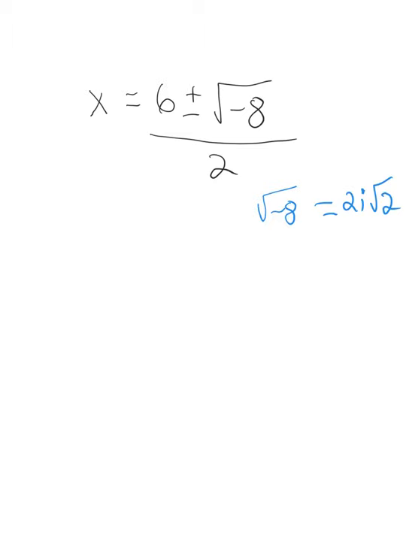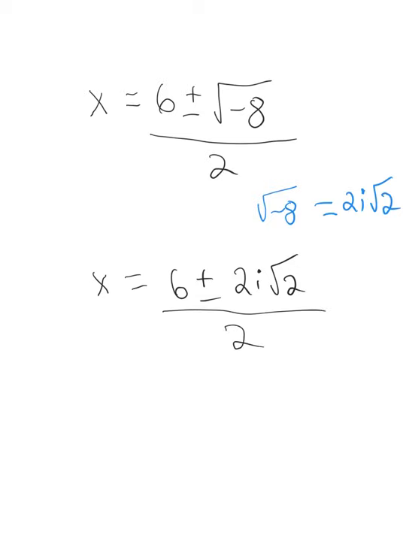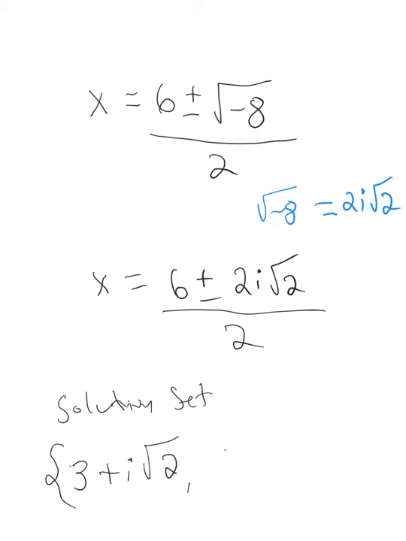So we have x equals 6 plus or minus 2i times the square root of 2, all of that, over 2. So what we can do now is simplify by dividing the numerator and the denominator by 2, so we get our solution set. So the solution set consists of the values 3 plus i times the square root of 2 and 3 minus i times the square root of 2.